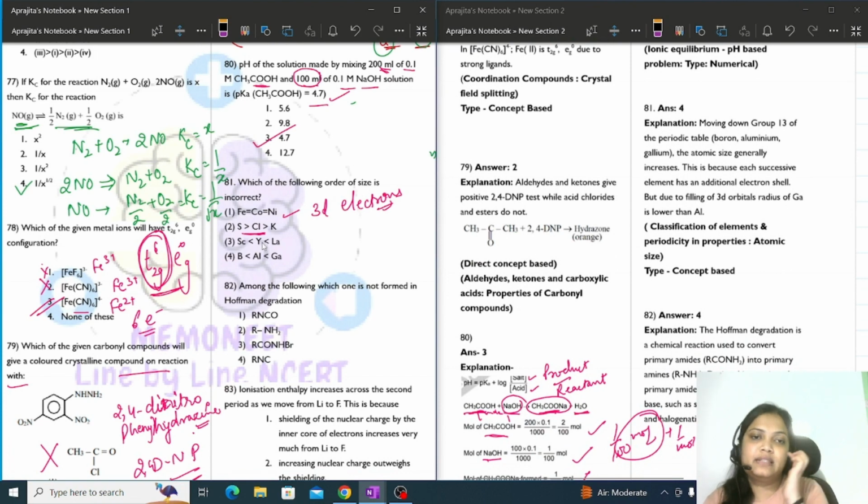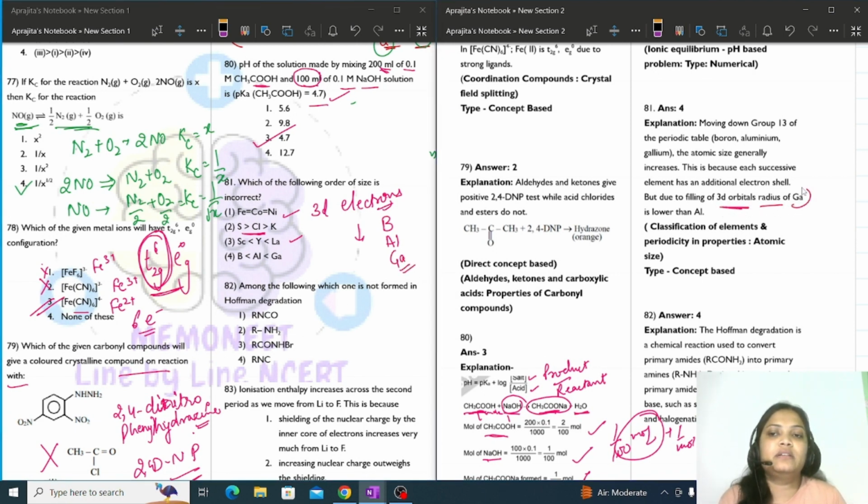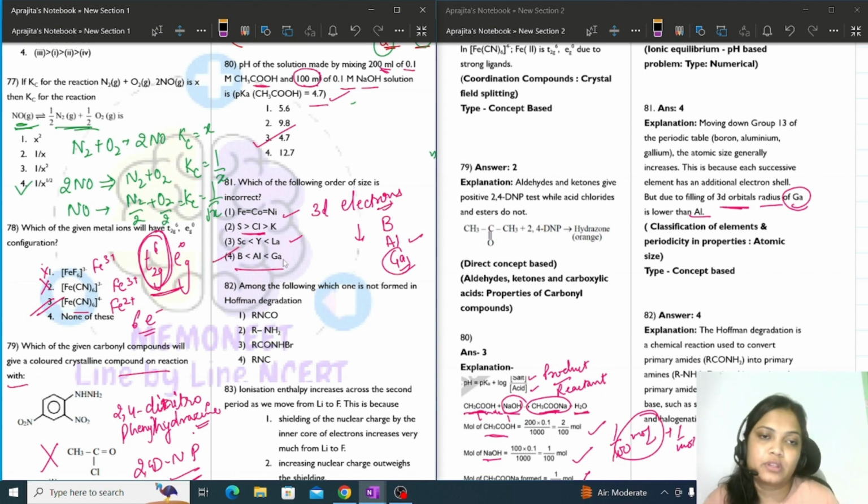Now if we look at option 3, this one is also correct, but option 4, we know that when we move down the group, the atomic size increases, but due to the filling of 3d orbitals, the radius of gallium is lower than that of aluminium, so this one is not correct. So the answer is option number 4.